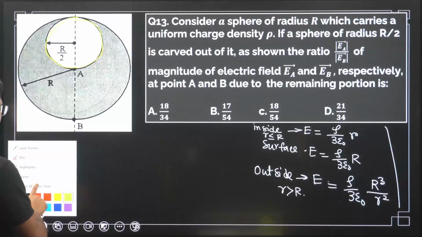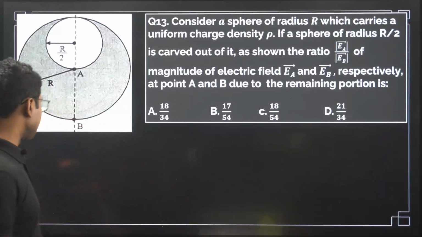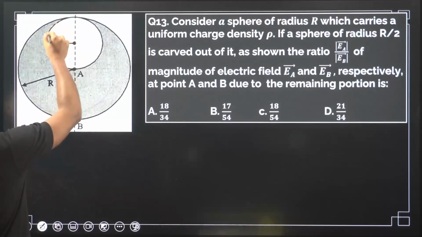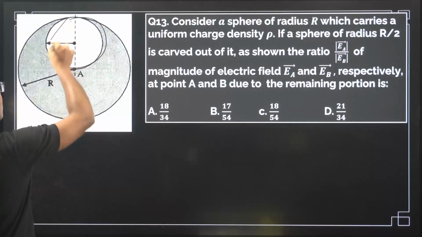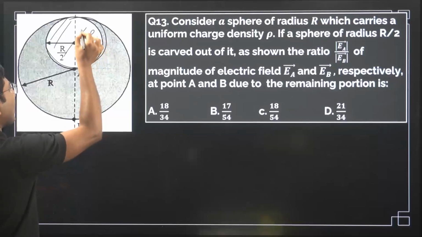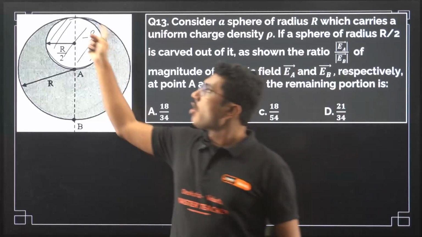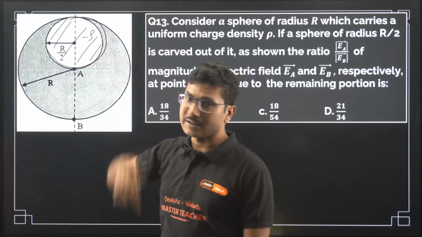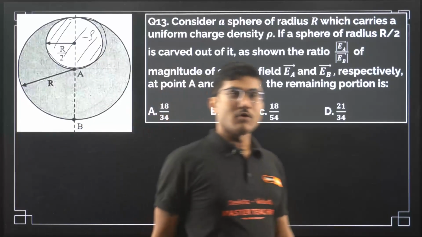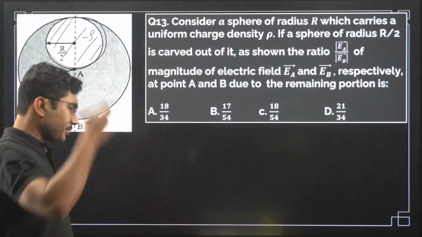So what we will do, first we will consider that this portion of the sphere can be considered to be a uniformly charged sphere with a charge density minus rho. Very, very important. The charge density of this sphere can be considered as minus rho, and then we can apply our formulas that we know, and we have to apply the superposition principle as well.